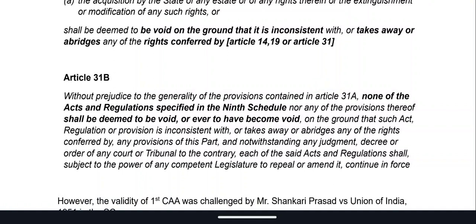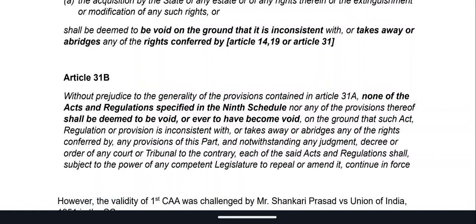Now what is this ninth schedule? Let us assume I am the state of Andhra Pradesh. I have drafted and enacted one legislation, which the governor has also approved. Now if the parliament agrees to keep this legislation under the ninth schedule, then the courts cannot touch that act. There cannot be any judicial review on that in the context of fundamental rights. Even if that act is violating the fundamental rights, the judiciary can't do anything.